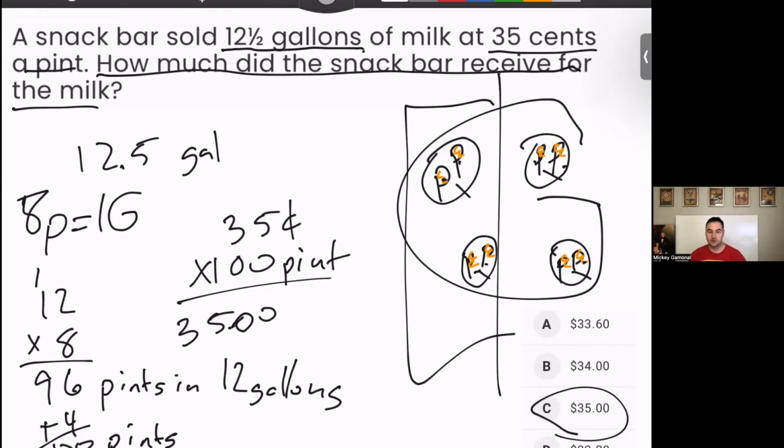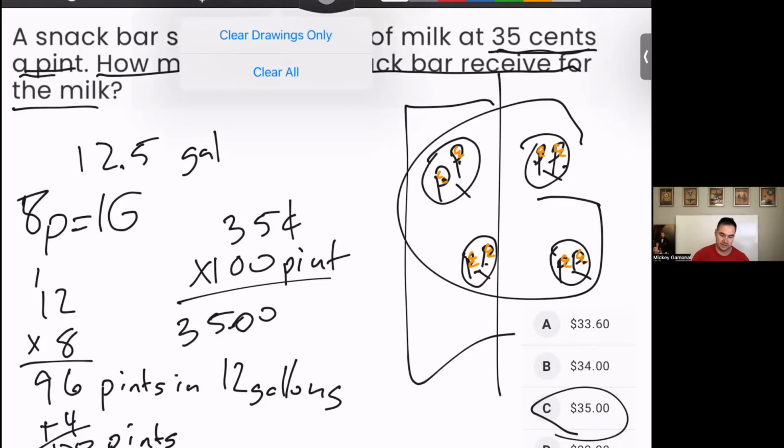So that's the way to go through and figure out the rate. The cost per pint is given, 35 cents per pint, and then you have to convert how many pints it sold. Not how many gallons, how many pints. So that's the trick that you want to be on the lookout for. And the answer here is $35 altogether, because you sold 100 pints total.